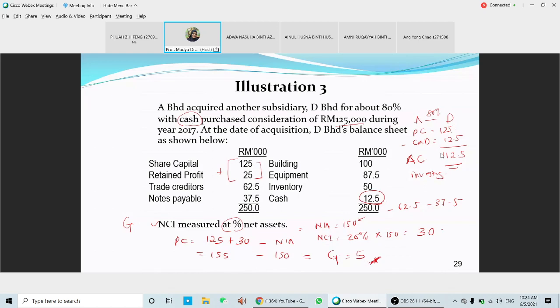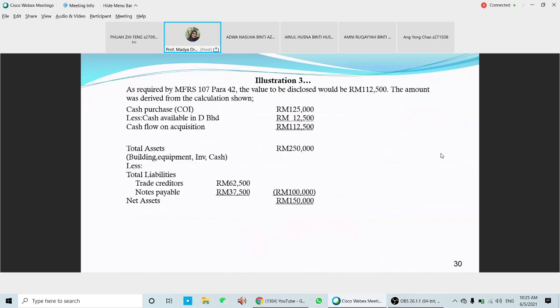So this goodwill is going to add to the existing amount of goodwill. Let's say you have another subsidiary. Previously, for example, the goodwill from A plus B plus C may be 10. So now the total goodwill becomes 15 after you add the goodwill from the new subsidiary D that you acquired. So this is actually the calculation. We are done with the calculations. This is how I calculate the aggregate cash: the purchase minus the cash available.